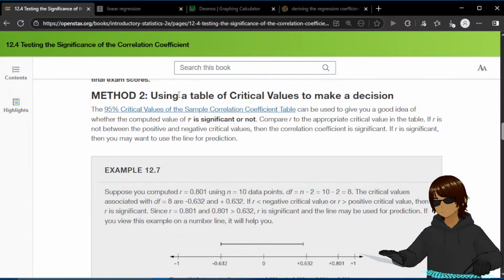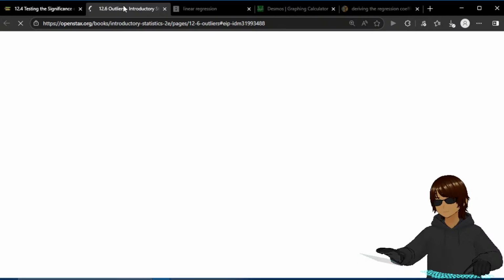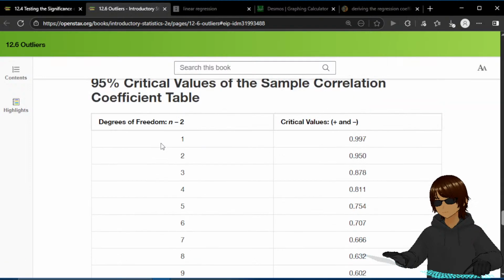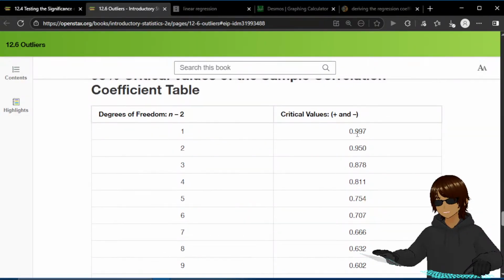Using a table of critical values to make a decision. The 95% critical values of the sample correlation coefficient table can be used to give you a good idea of whether the computed value of R is significant or not. Compare R to the appropriate critical value in the table. If R is not between the positive and negative critical values, then the correlation coefficient is significant. If R is significant, then you may want to use the line for prediction. Degrees of freedom n minus 2, then critical values.